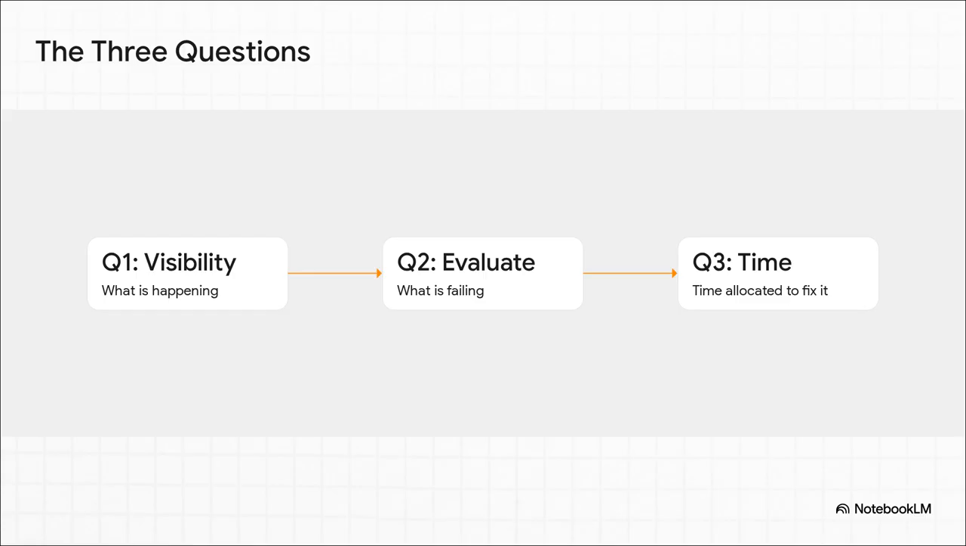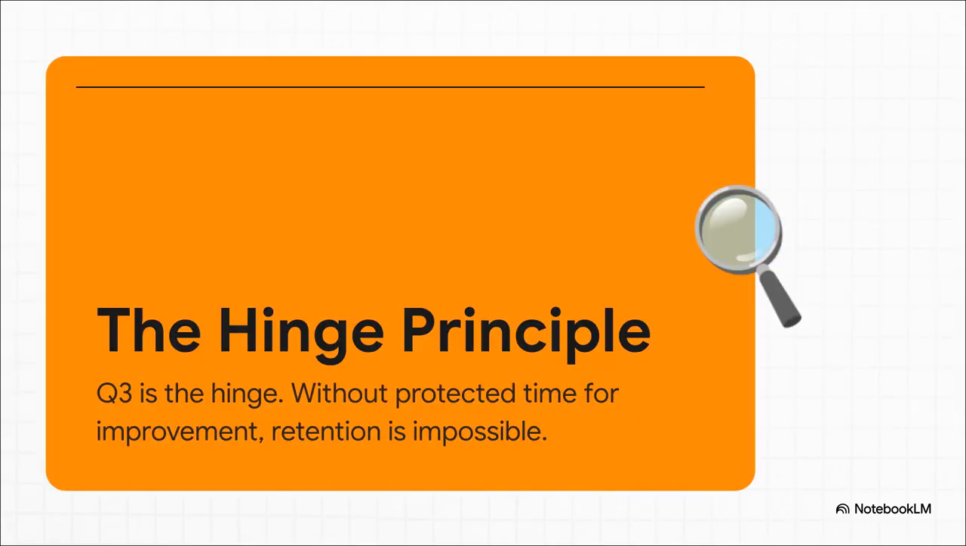Now think of visibility as the handle on a door and accountability as the lock. Most schools out there have incredibly shiny handles and really heavy locks. But question 3 is time allocation. What is actually being done about the problem? And crucially, does the time even exist in the schedule to do it? If you have a door with a handle and a lock, but absolutely 0 hinges, well, that door's never going to open. And that brings us perfectly to the hinge principle.